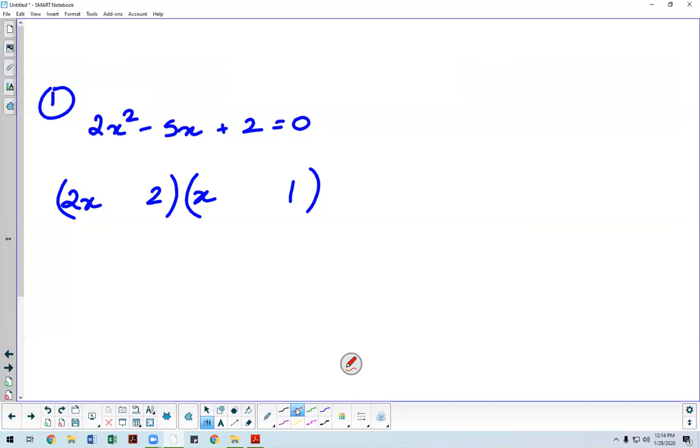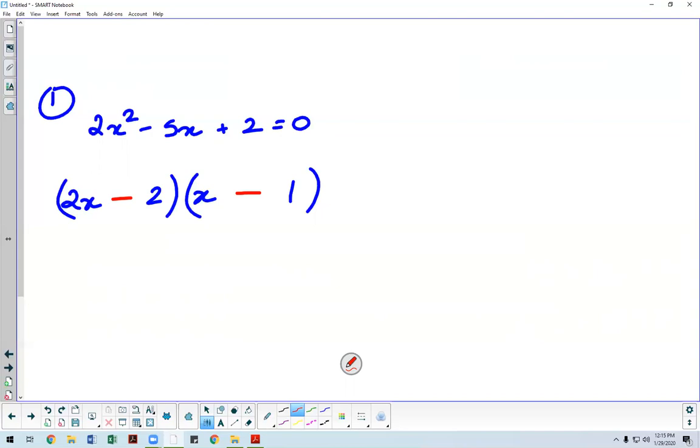Another thing to keep in mind with factoring is, if this is negative in the middle term and positive in the last term, both your factors are going to be negative. Okay? But am I getting my negative 5x when I multiply this?